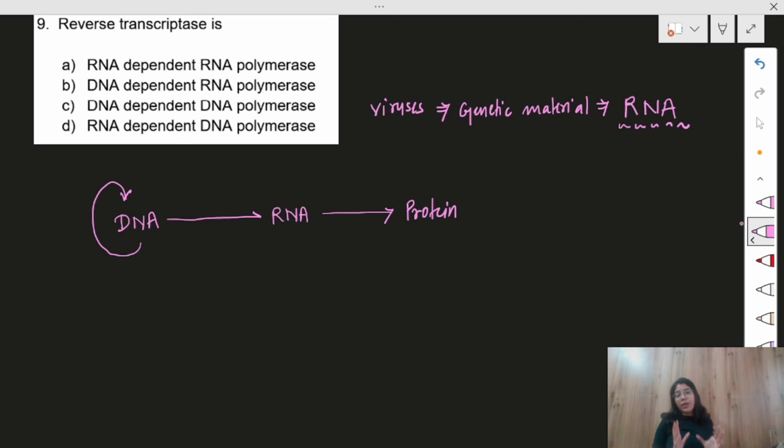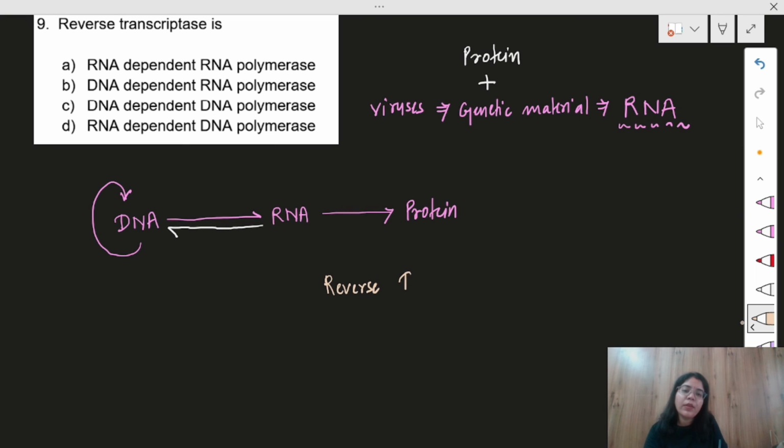So when RNA is the main genetic material, how are they going to replicate when they enter the host cell? From RNA we can never make RNA again. So what to do? The information which they have flows in reverse order. These viruses are made up of genetic material plus protein, two things. When the RNA enters the host cell, it will start making protein. One of those proteins will be reverse transcriptase.